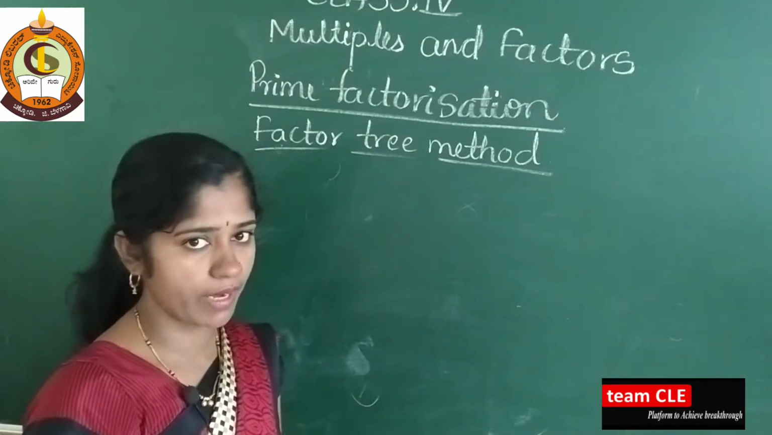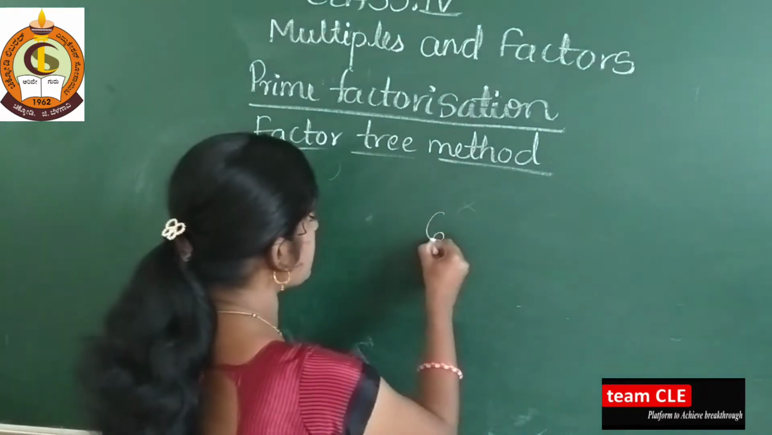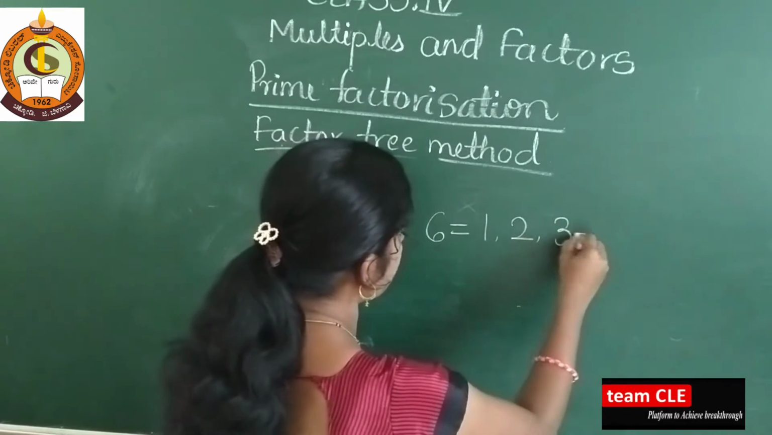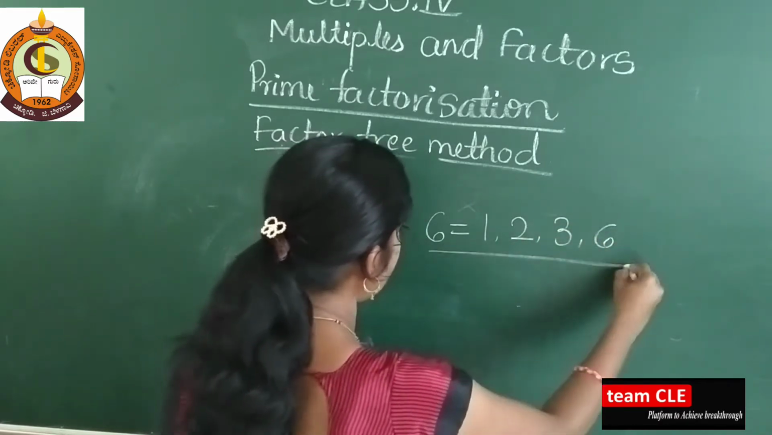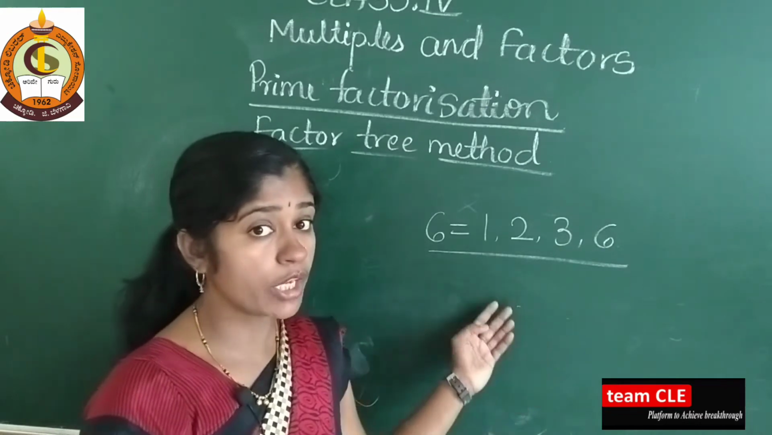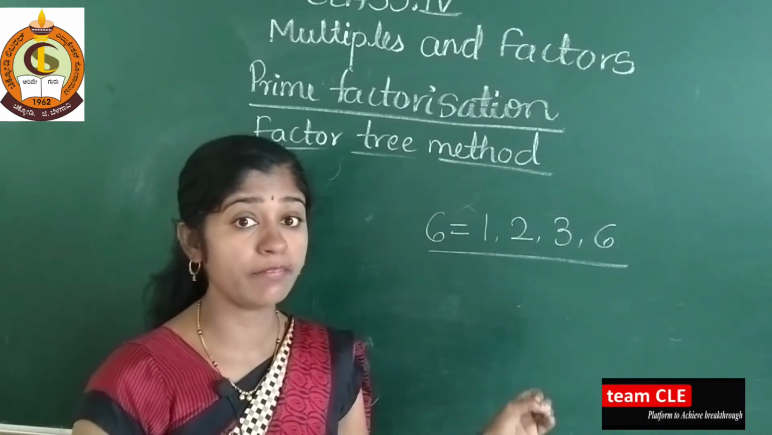Already you know about factors. For example, you take 6. It is there in the 1 ones table, 2 ones table, 3 twos table and 6 ones table. So these are the factors of 6. Here we are going to find the prime factors.